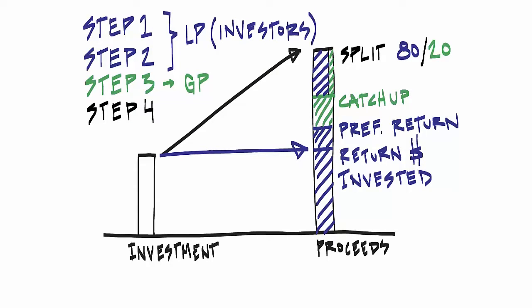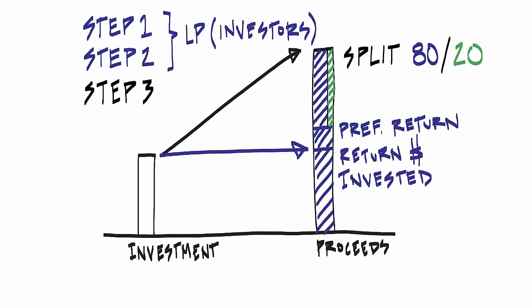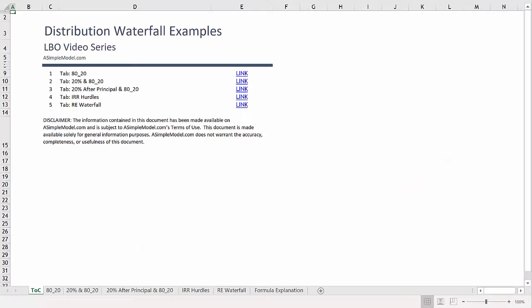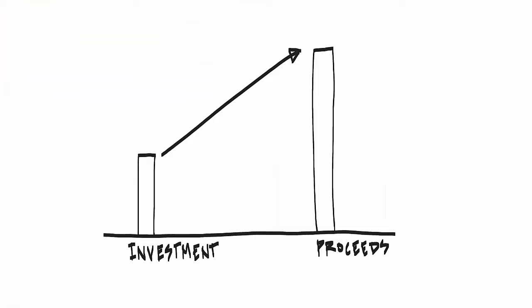If this is our ultimate objective, then to get started, what we're going to do to reduce some complexity is eliminate the catch-up and just look at how to calculate the split after we've returned the principal invested and the preferred return to the limited partners. So we'll get started by going to tab 1. And at the top under transaction, this is effectively all we're looking at.